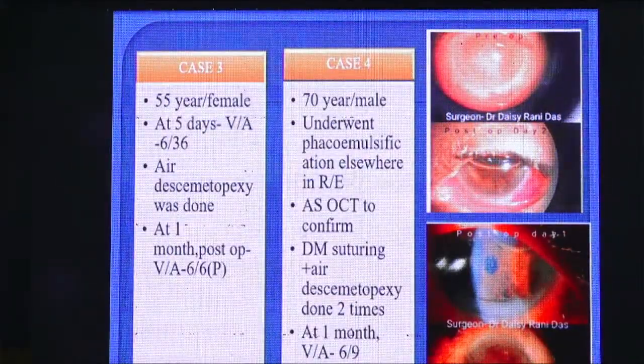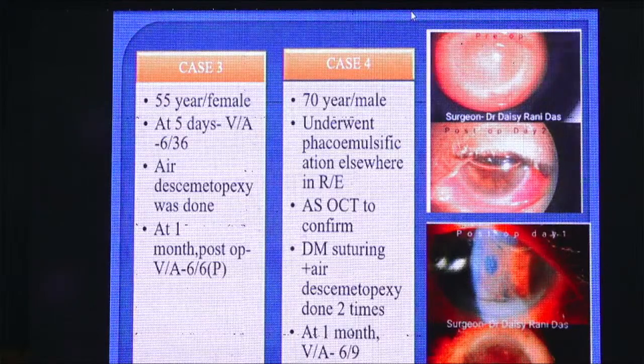Case 3 was a 55-year-old female. At 5 days, her vision was 6/36 post-op SICS. For her, air descemetopexy was done, and at 1 month, her post-op vision was 6/6 partial. Case 4 was a 70-year-old male that underwent phacoemulsification elsewhere in the right eye. He came to us with a limbal-to-limbal DM detachment. So for him, a combination of methods of DM suturing and air descemetopexy was done. However, at 15 days, when we tried to remove the suture, corneal edema came back. So resurgery was done for his case. And at 1 month, his vision was 6/9.